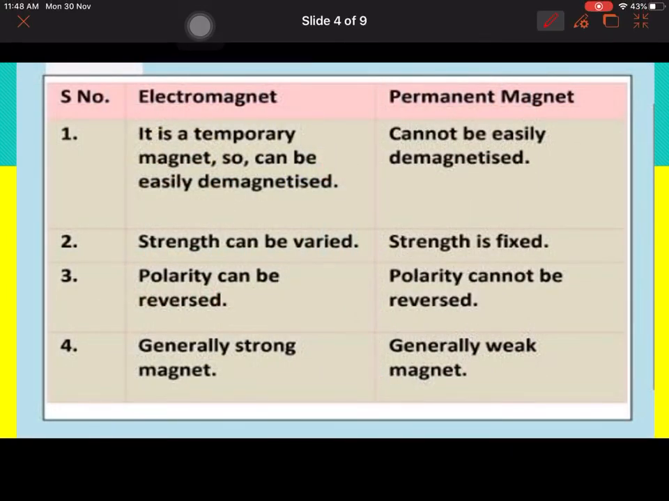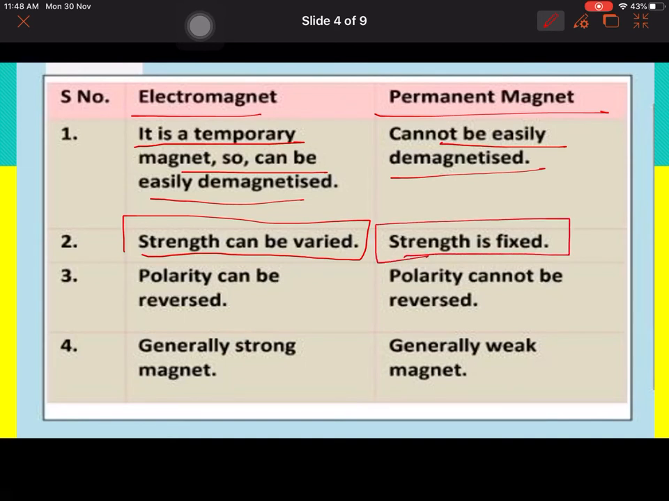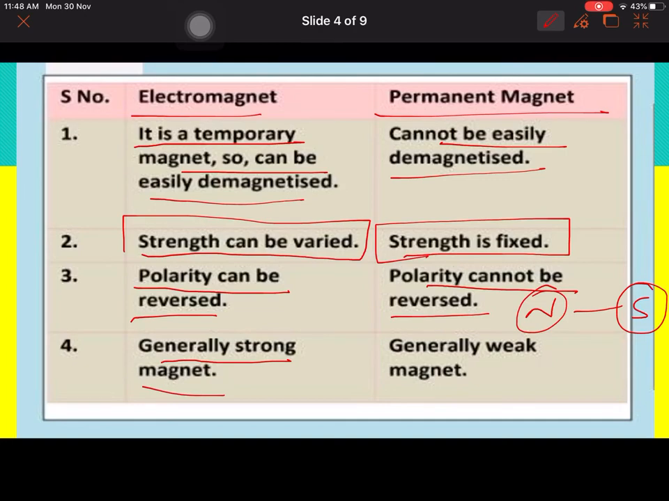Next is difference between electromagnet and permanent magnet. Electromagnet is a temporary magnet, so it can be easily demagnetized. Permanent cannot be demagnetized. Its strength can be varied. We can increase and decrease the strength of an electromagnet, but permanent strength is fixed. Its polarity can be reversed by changing the direction of current, but permanent magnet polarity cannot be changed. That means you cannot change the north and south pole in case of a permanent magnet. Generally electromagnets are strong, but permanent magnets are weak.